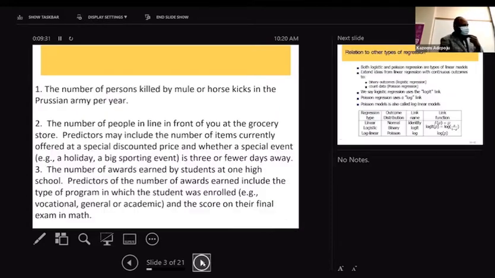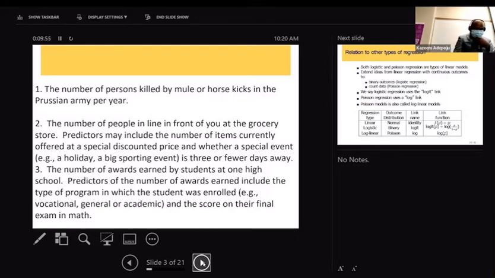I have a lot of examples here. The number of persons killed by mule or horse kick in the Prussian army per year, that's count data. Okay, you can't tell me 7.5 people were killed. You can't tell me 10.4. It has to be a whole number. Take a look at that.